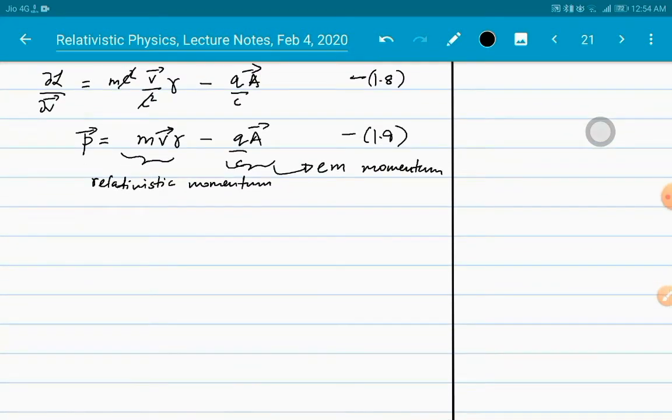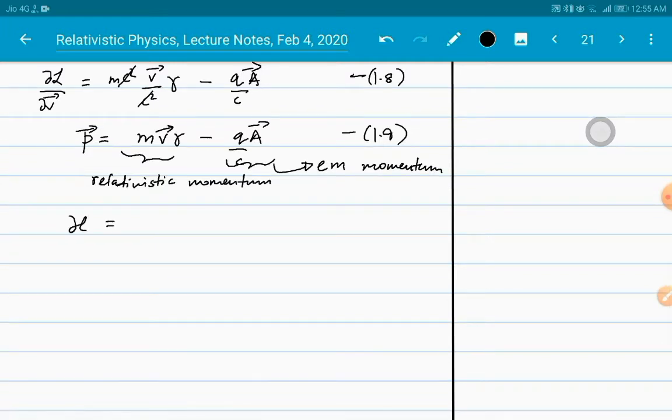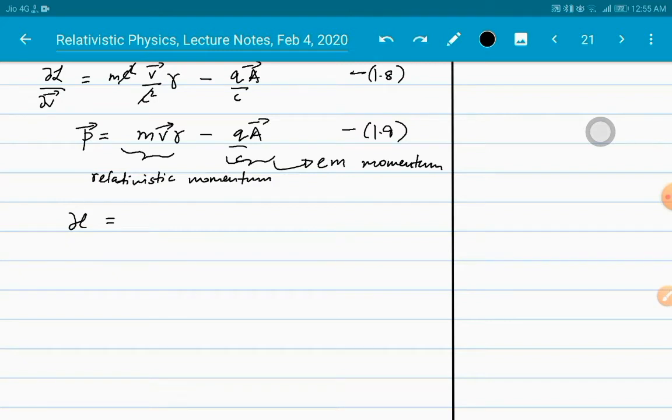Now, once we have the momentum, we can calculate the Hamiltonian using the Legendre transform, which connects the Lagrangian to the Hamiltonian. And what is the Legendre transform? Well, it tells us that if you have some set of canonical variables p and some q, then this is the relationship as given by the Legendre transform.